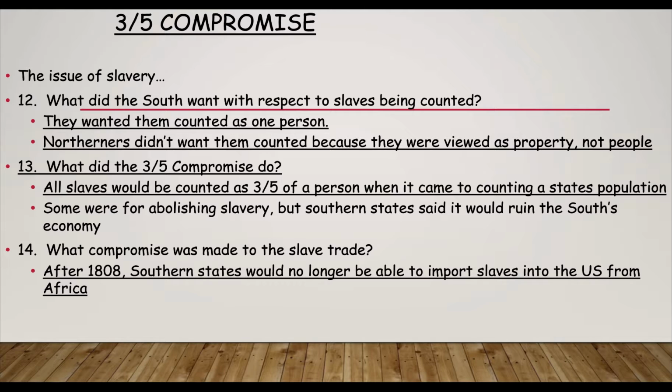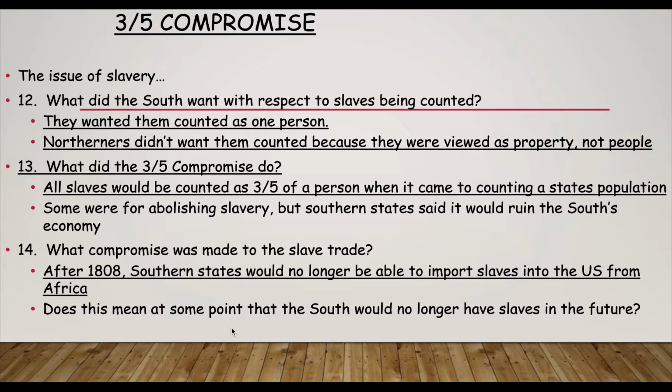So they're signing this. This is 1787. So in roughly 20 years from that date, southern states can no longer bring in slaves. You might think, and I put it up here, does this mean at some point that the South would no longer have slaves in the future? Because if they bring in slaves in 1808, but in 1809 they can no longer bring in slaves, yes, they have slaves for the next 40, 50, 60 years, but eventually slaves, being people, will die. So does that mean at some point in the future, the South will no longer have slaves if they can't bring them in from Africa?